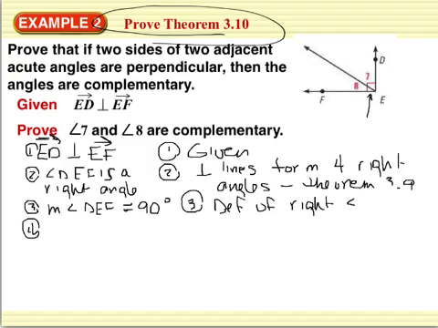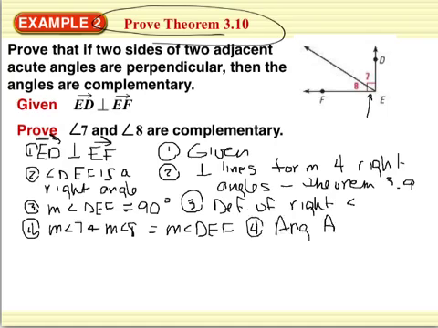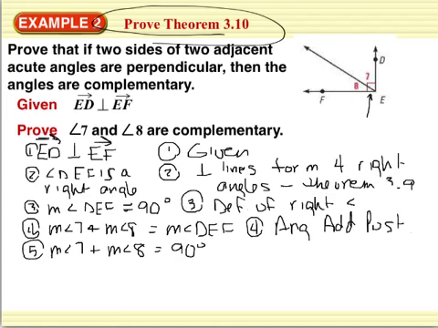What else do we know? We know that the measure of angle 7 plus the measure of angle 8 equals the measure of angle DEF. We haven't used this one in a while, but that is our angle addition postulate. Can't forget that one. And we also know the measure of angle 7 plus the measure of angle 8 equals 90 degrees. That would be substitution.